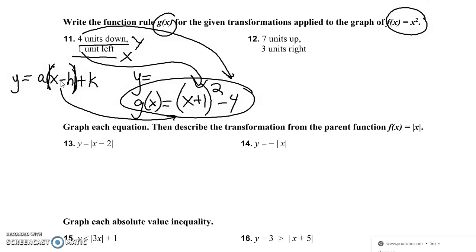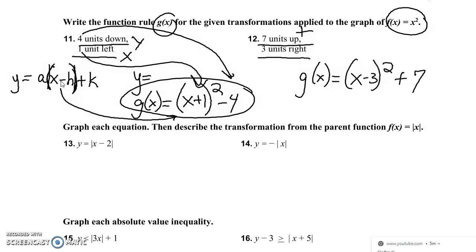All right, number 12 is exactly the same. You have 3 units to the right, which is going to be minus 3. So g of x equals (x minus 3) squared, and it's 7 units up, so that's plus 7 at the end. There you go. It's not too hard, actually, if you think about what we've done here.